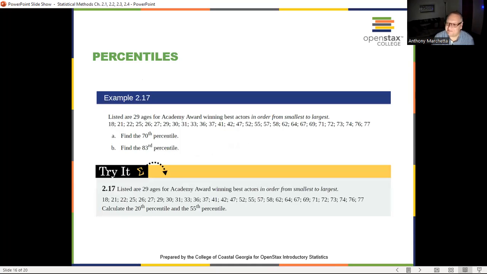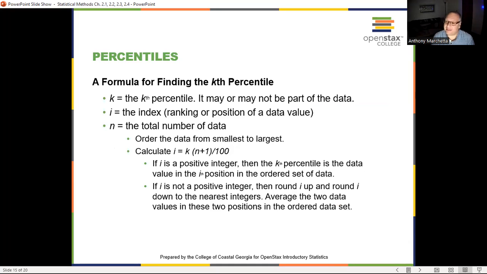Let's do an example. It says listed are 29 ages for Academy Award winning best actors in order from smallest to largest. The good news is you don't have to sort them this time. They're in order. But if they aren't, make sure you stop and sort them. Now, can you find the 70th percentile? Let's go back and look at that formula one more time. Recall that k is the actual percentile, here 70. i is the index, which tells you where the number is, and n is the total number of data. The formula is i equals k times (n plus 1) over 100.